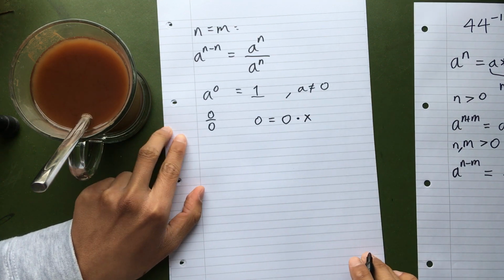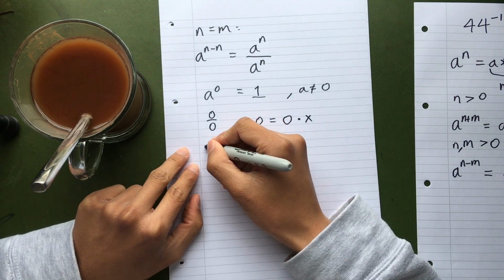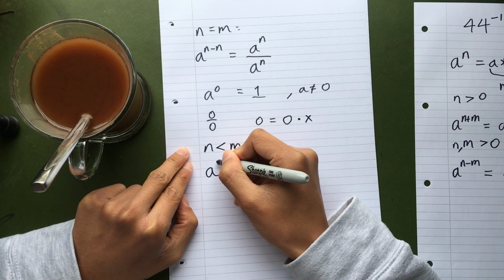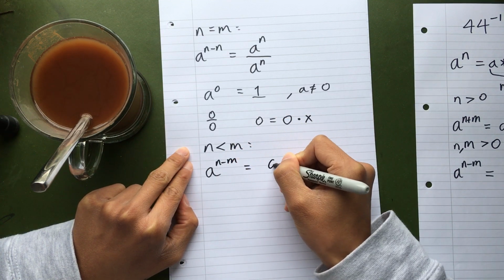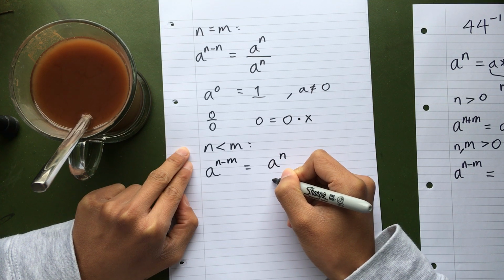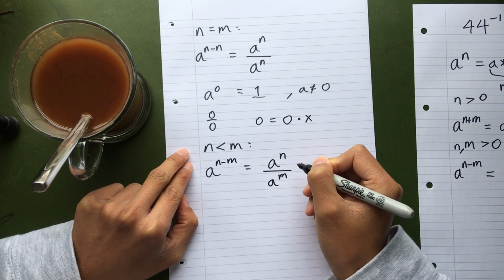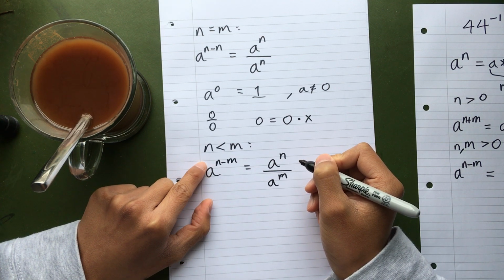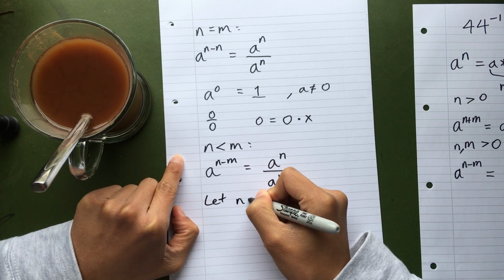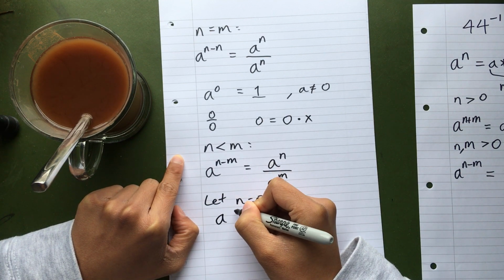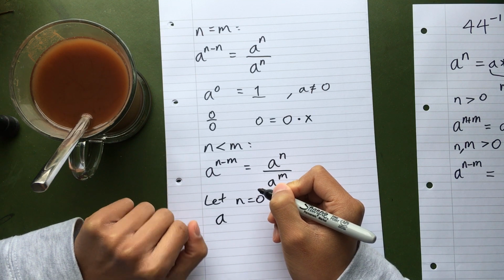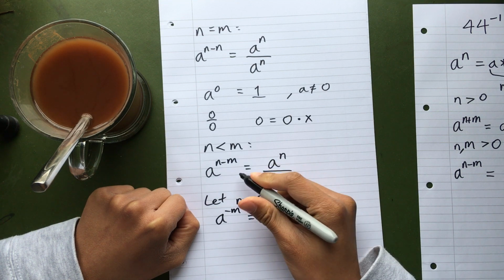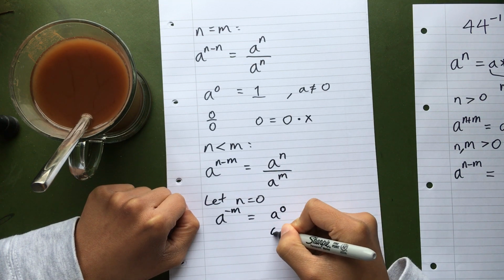Okay, so let's take this idea further. Let's extend subtractivity to the other case, when n is less than m. Okay, well here it's going to say a to the n minus m is equal to a to the n over a to the m. And I'm going to set n to be equal to 0. Then what happens is that on the left-hand side we get a to the 0 minus m, which is a to the minus m. And that should be equal to a to the 0 over a to the m.